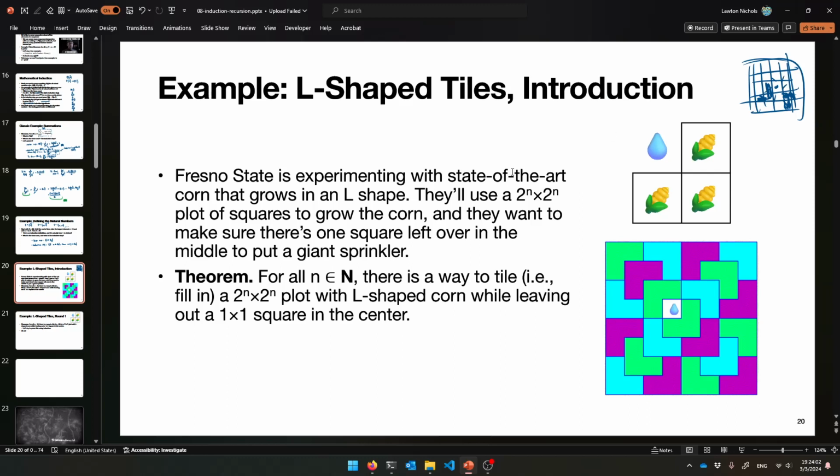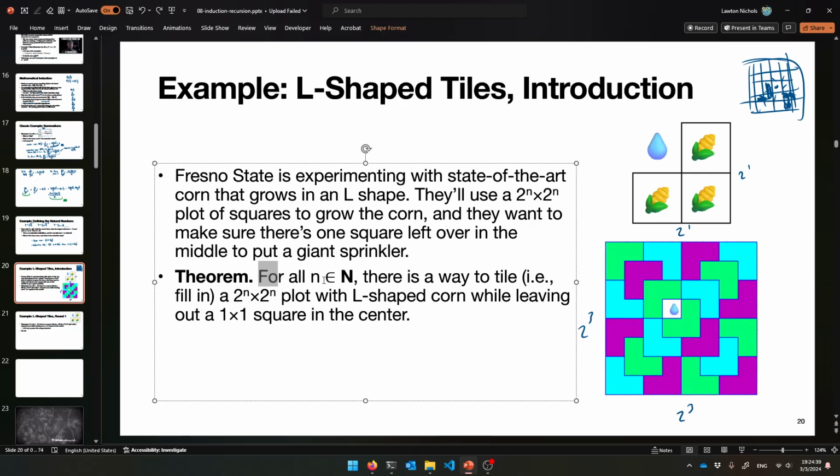So that's the setup, and here's the theorem. Here's an example where they fill in a 2^1 by 2^1 plot with L-shaped corn tiles, and the middle is technically a corner in that case. But here, this is a 2^3 by 2^3 square plot of farmland, and we're putting a bunch of L-shaped corn in there, and there is room in the middle for a sprinkler.